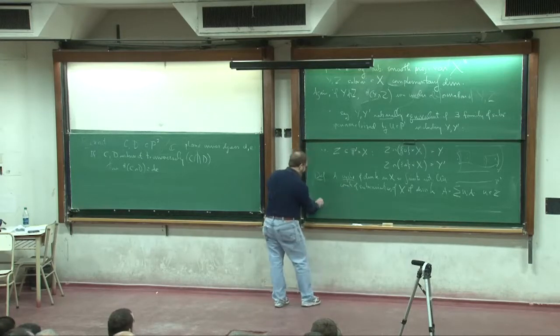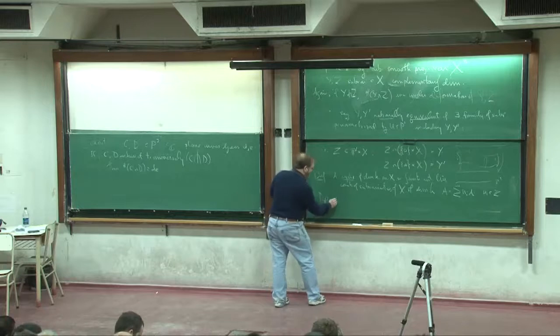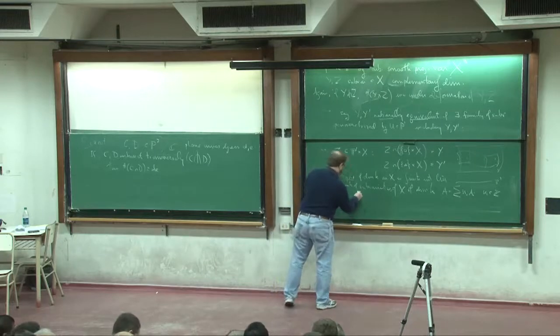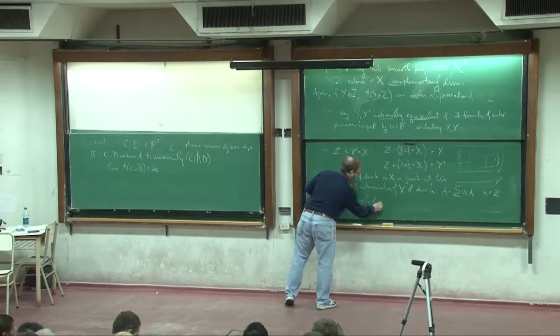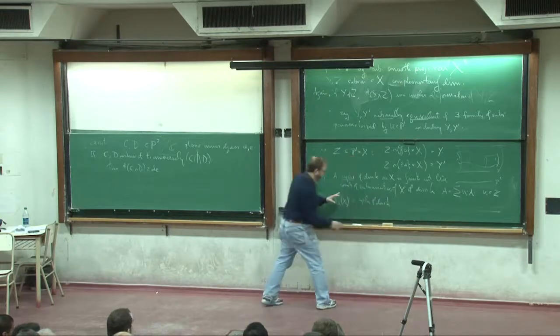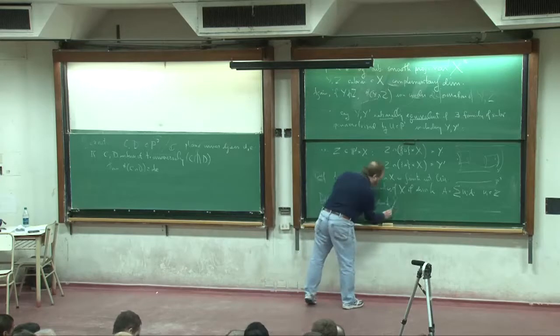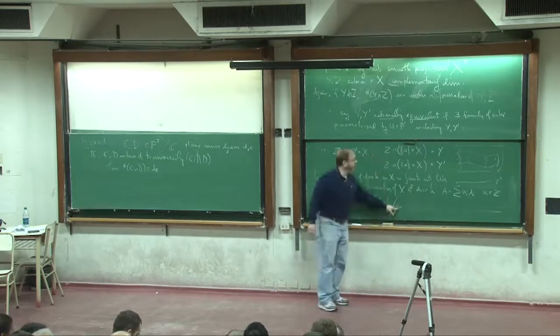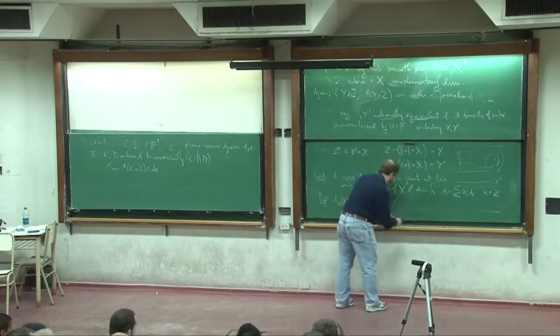Then we define the kth group of Chow k cycles, A_k of X, to be the space of cycles of dimension k on X. So again, just subvarieties of dimension k modulo the equivalence relation generated here by rational equivalence.